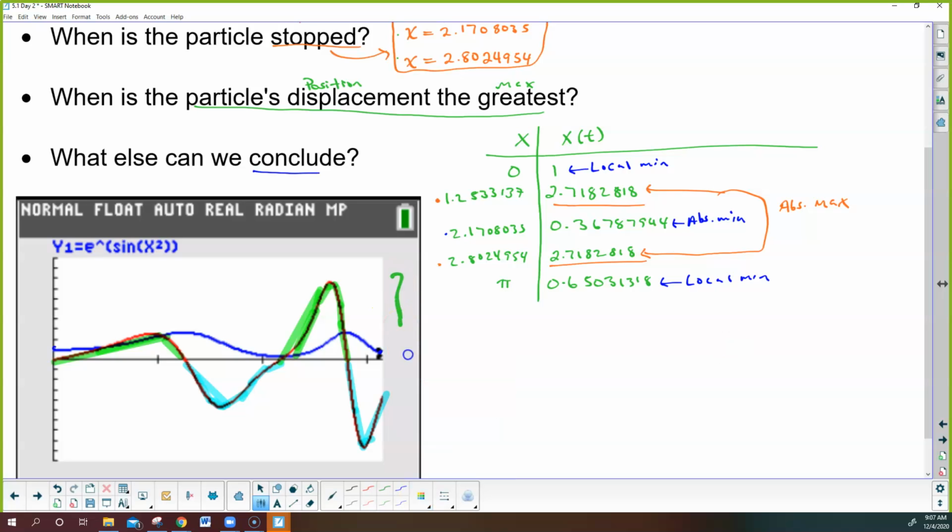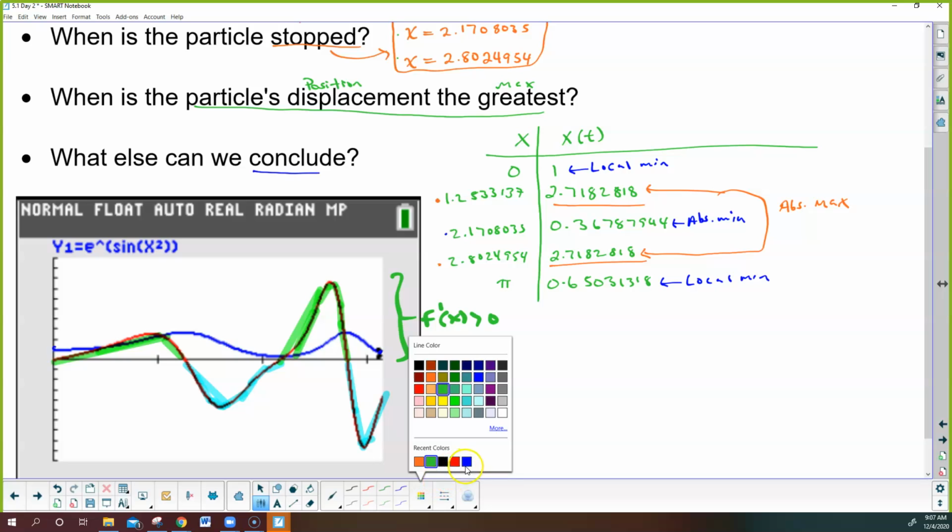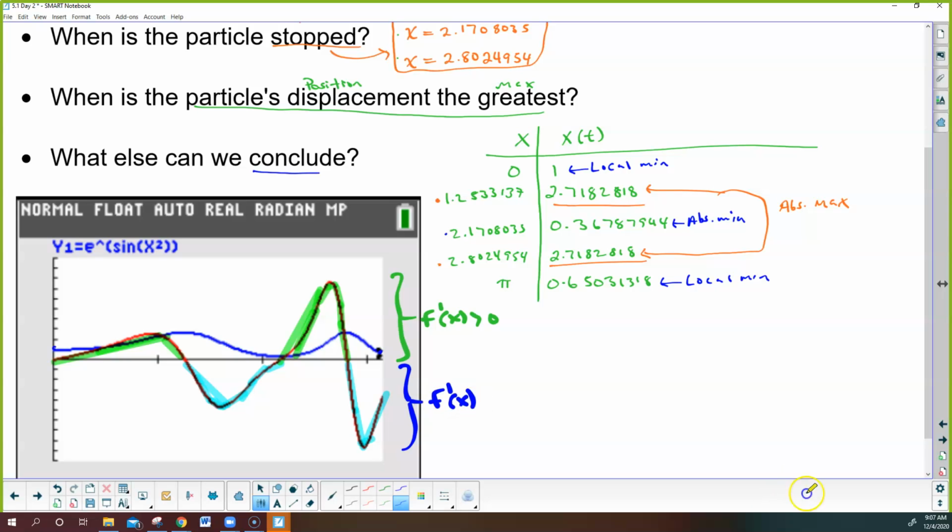Graphically, if my derivative is greater than 0, then my function is increasing on those intervals. If my derivative is less than 0, so it's below the x-axis, then the function is decreasing. And just by doing this, watch how we can interpret this now.